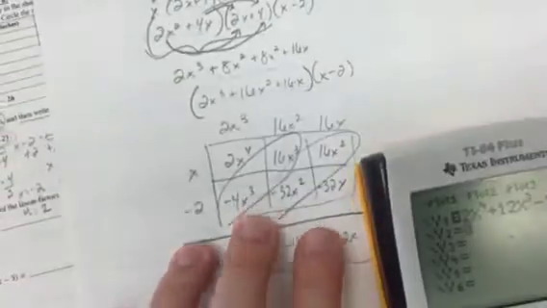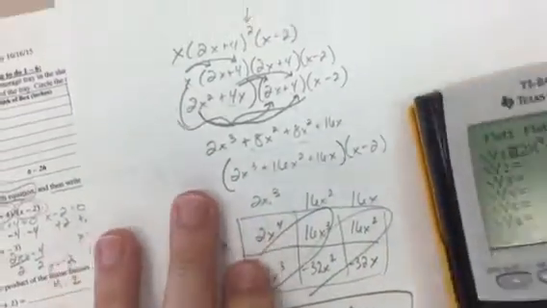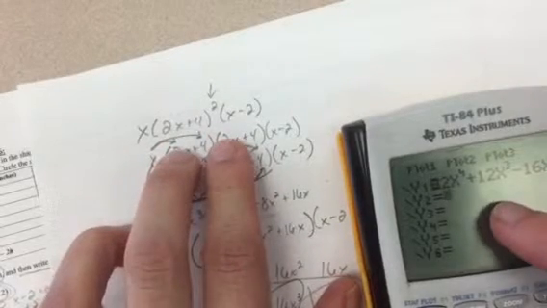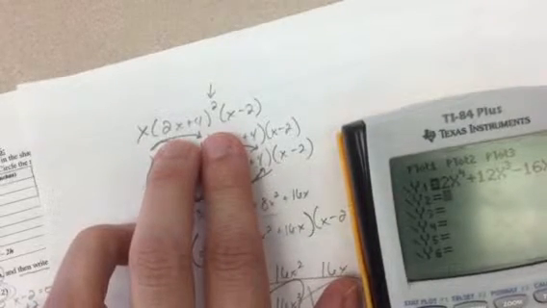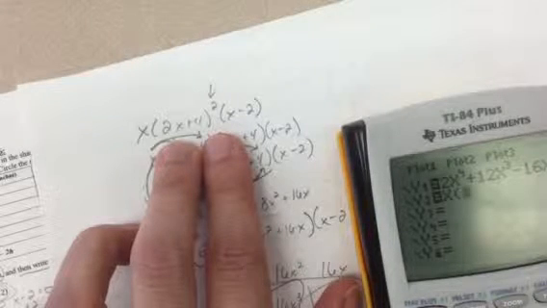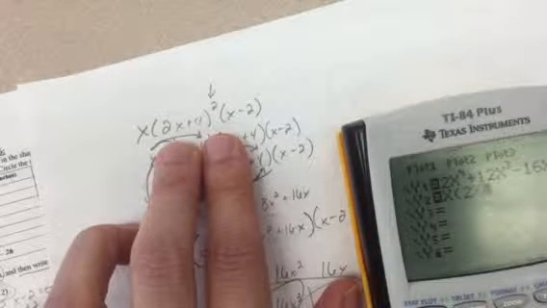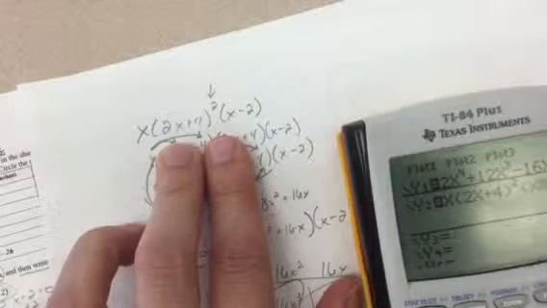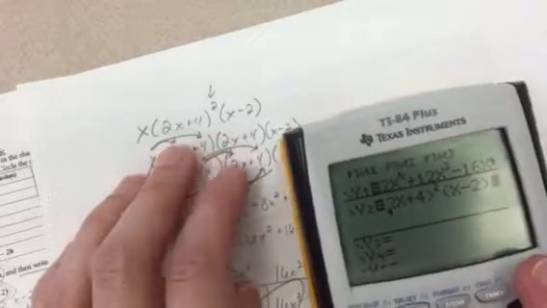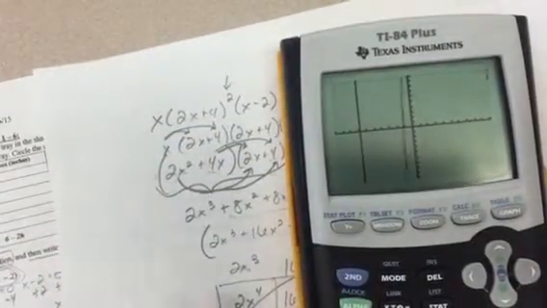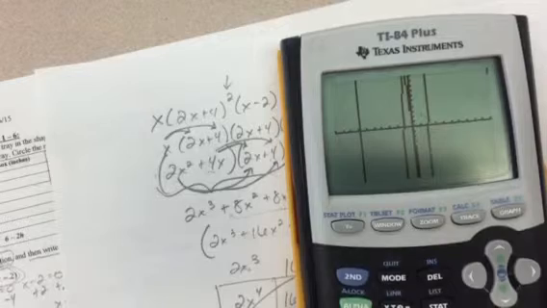And then you go back to the original problem before you did any work. So this is your final work, and then you go back to the original one where no work had been done. And you enter that in, x times the factor of 2x plus 4 squared times the factor of x minus 2. And you graph it and you see if the graphs match. And if you did your multiplication correctly, they should match.